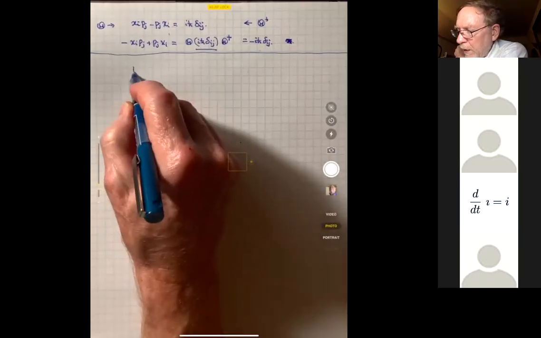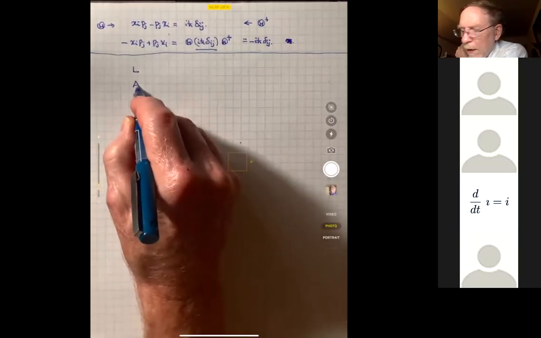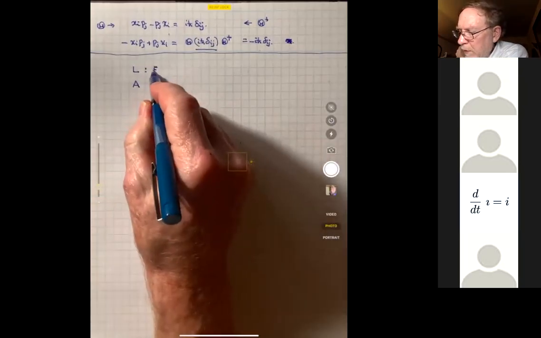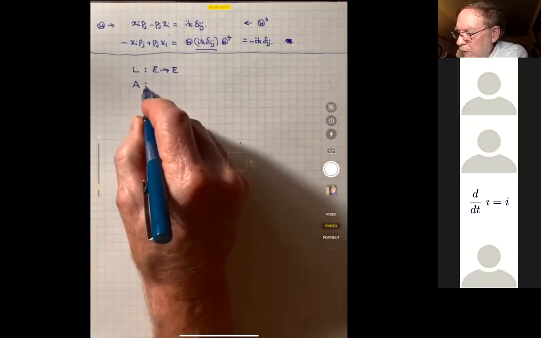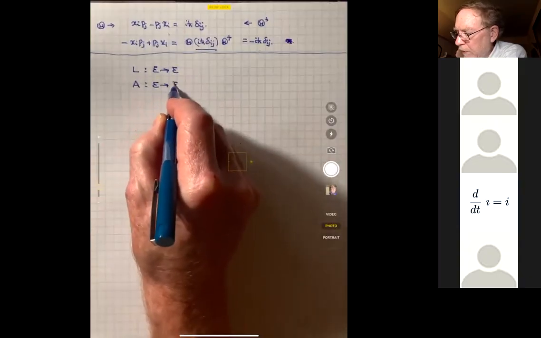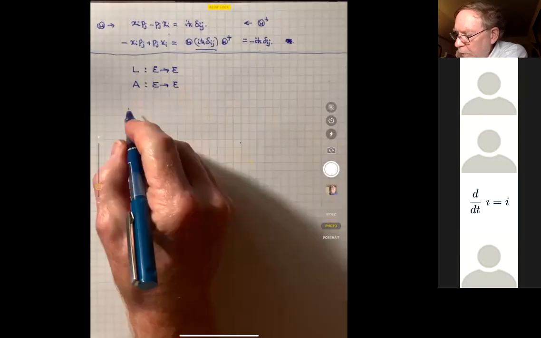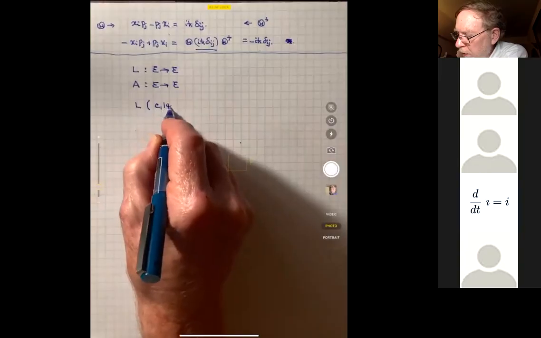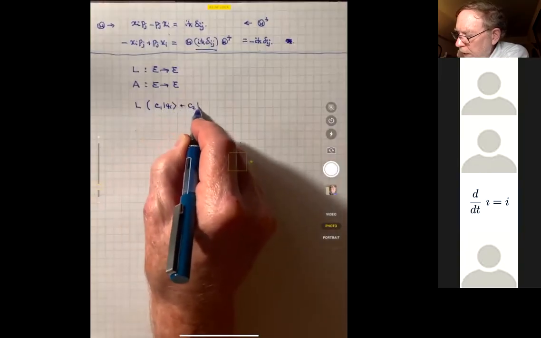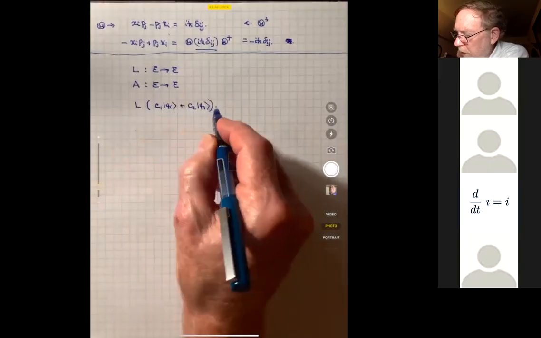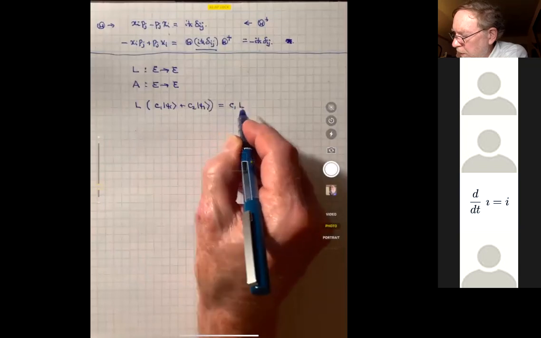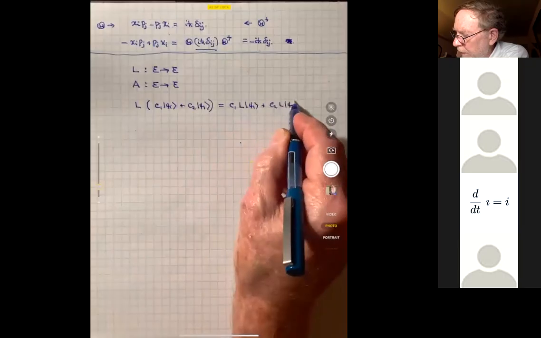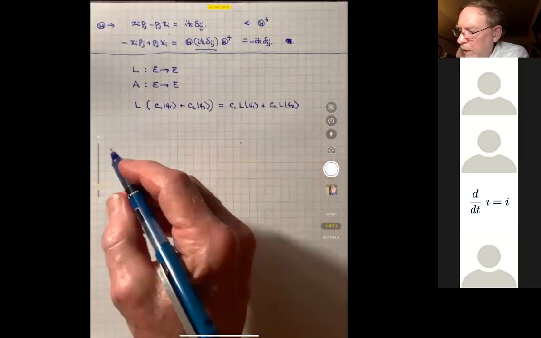So let's let L be a linear operator and A be an antilinear operator, just to distinguish between the two. Both of these are mappings of the state space into themselves. They take state vectors into state vectors. But they have different properties when acting on linear combinations of state vectors. So a linear operator acts on a linear combination c1 psi 1 plus c2 psi 2 and gives us c1 times L acting on psi 1 plus c2 times L acting on psi 2, the usual definition of a linear operator.